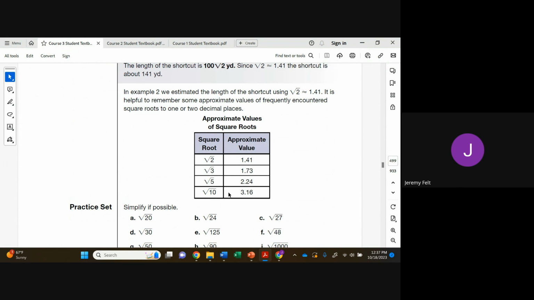And then again, we've done this way back at the beginning of the year, but we can always figure out what numbers these are between. Well, I know the square root of 1 is 1. The square root of 4 is 2. So the square root of 2 and the square root of 3 have to be between 1 and 2. Okay, square root of 5, well, I know the square root of 4 is 2. The square root of 9 is 3. So the square root of 5 has got to be between 2 and 3. And it's a little closer to 2 than it is 3. It's closer to the square root of 4 than it is the square root of 9. That's another way you can kind of figure out.